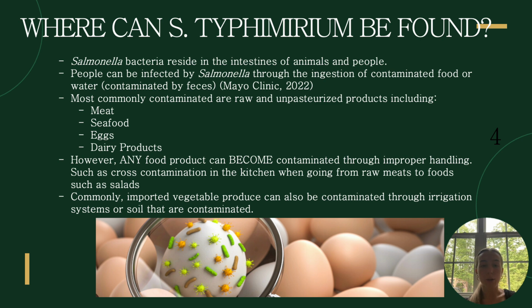Also commonly imported vegetable produce can be contaminated through irrigation systems or soil that is previously contaminated. So washing any vegetable produce with water that's contaminated, or even watering the plants that are supposed to grow vegetables with contaminated water, will eventually contaminate the vegetable with Salmonella. This usually happens when the produce is imported from somewhere, not necessarily grown here.